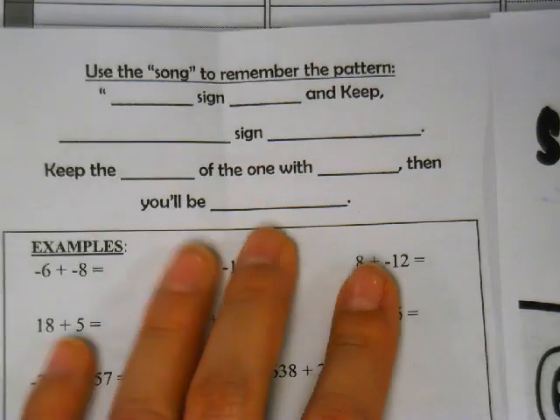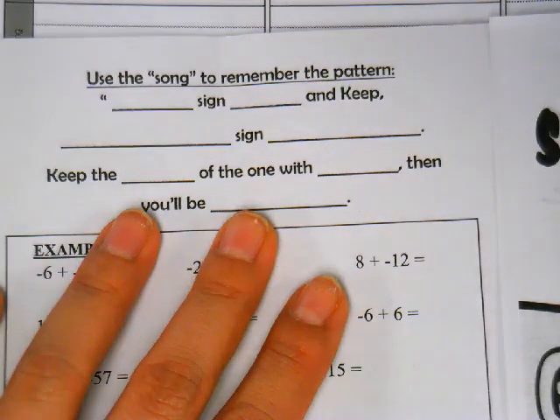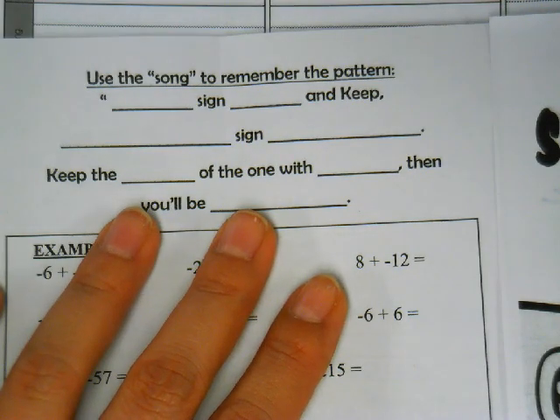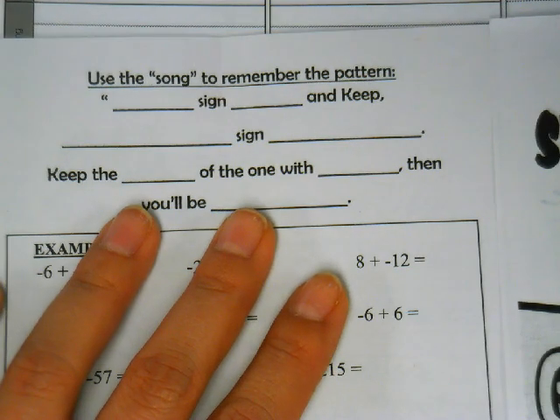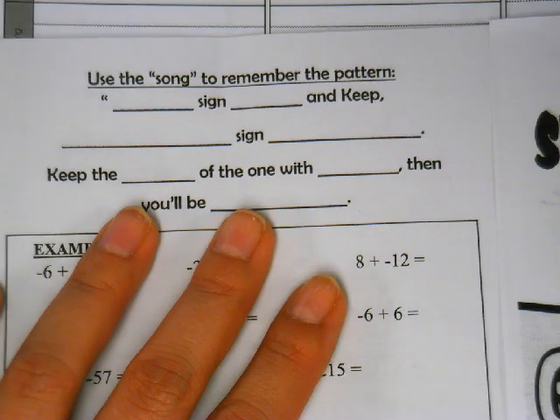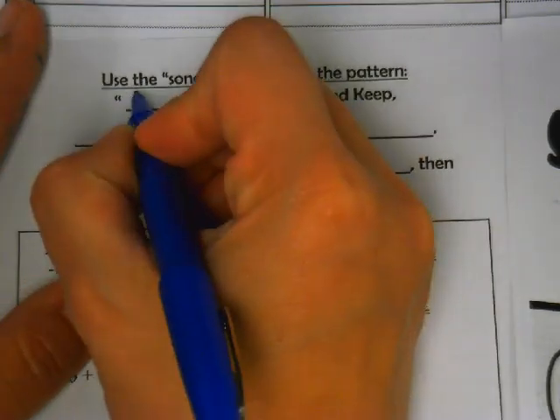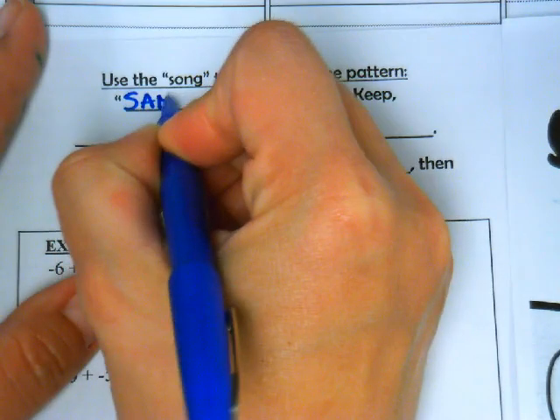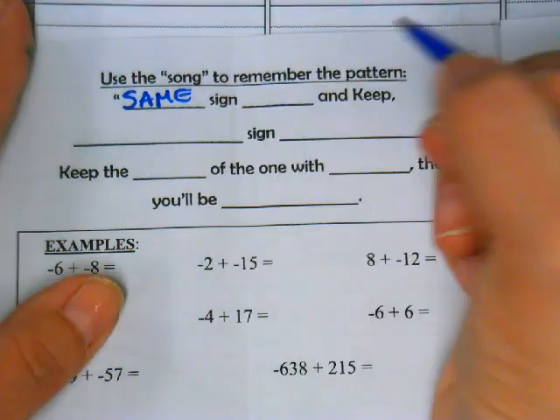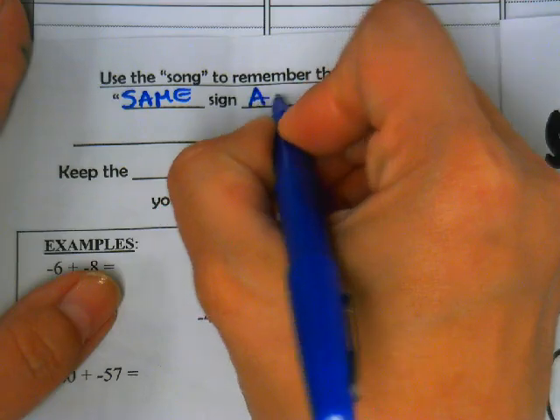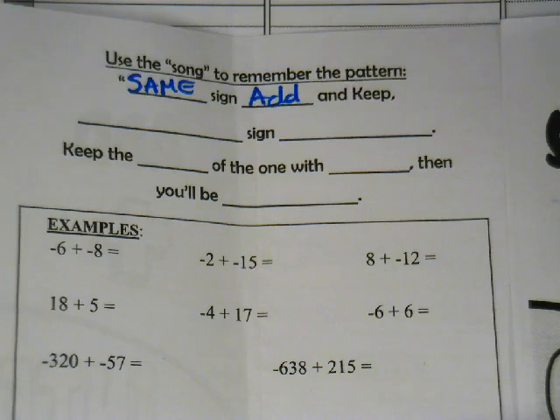Okay. So, use the song to remember the pattern. It's like a row, row, row your boat. Keep signs and keep the signs. Wait, is it keep signs and change? All right. Same sign. What do I do if they're the same sign? Very good, Chris. Same sign, I keep, and different sign, you subtract.